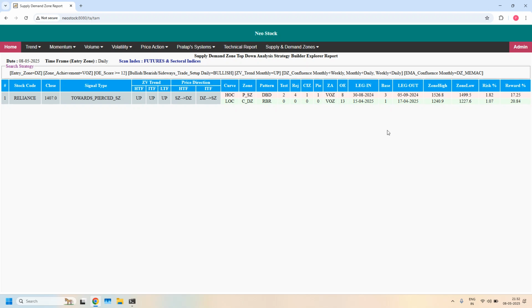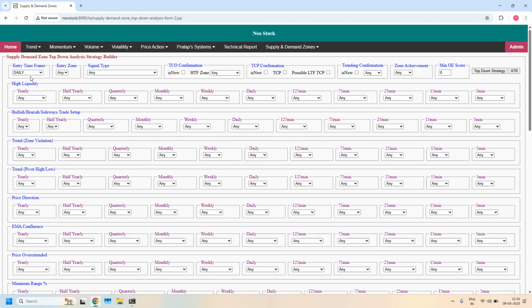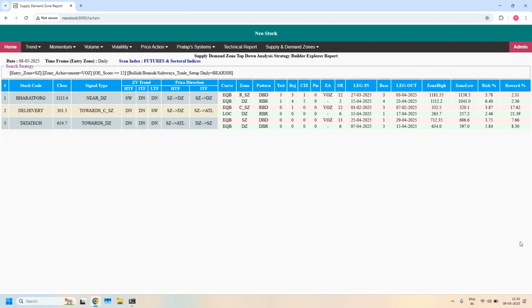Next, let us look into bearish trade setup for monthly income trade. Entry time frame daily, entry zone supply zone, bullish or bearish or sideways trade setup at daily time frame. I am selecting bearish. Zone achievement VOZ, minimum order enhancer score 12. With these filters, we got three stocks supporting bearish trade setup for monthly income trade. And entry time frame zones are supply zones, daily supply zones.